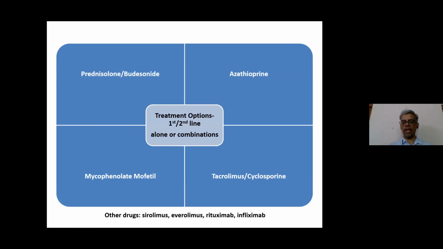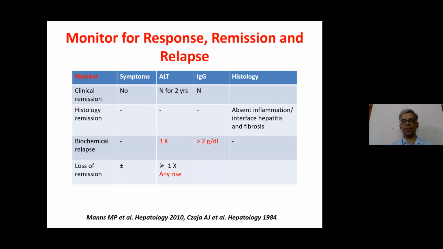What I would also like to highlight here is that there are other drugs like infliximab, rituximab, everolimus, and sirolimus, which have been reported in case series to be of use in refractory patients. So we'll focus on all these drugs, and yes, these are the other options in your armamentarium when you do not have a response and you have a refractory patient. Before we talk about the drugs.